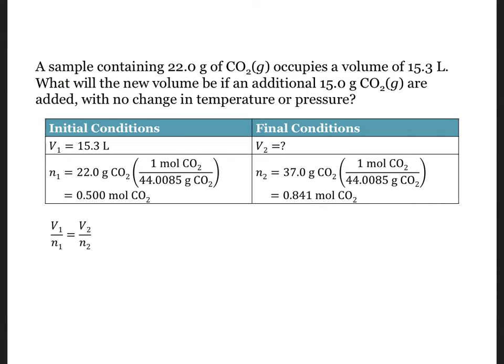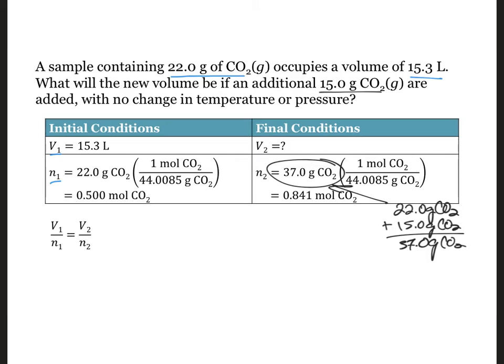Suppose we have 22 grams of gas-phase carbon dioxide occupying 15.3 liters, and we want to see what the new volume will be if we add 15 grams of carbon dioxide. First, we'll tabulate the data and get the masses converted to moles of carbon dioxide gas. Since the moles are increasing, we know that V2 will be greater than V1.